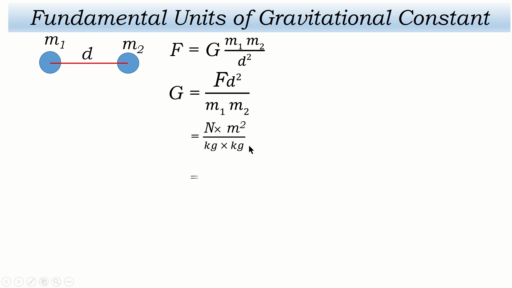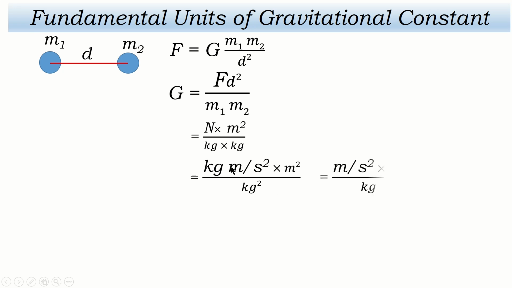If we multiply kg with kg, then we'll have kg square in denominator, but in numerator Newton is expanded to kg meter per second square. This meter square is already present in numerator. One kg is cancelled with one of the kg from denominator, and meter square multiplies meter, so we'll have meter cube per second square in numerator and kg in denominator. Therefore G is equal to meter to the power 3, kg to the power -1, second to the power -2.